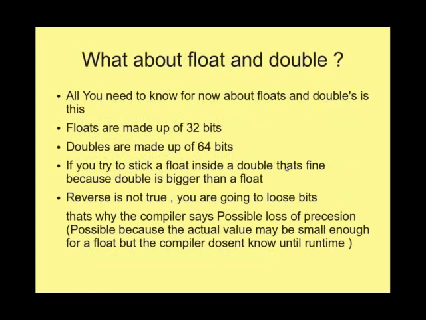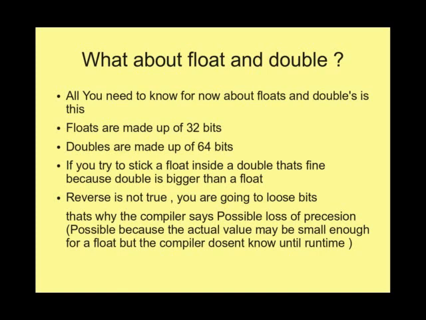That leaves us with float and double. What about float and double? Well, float and double are a bit complicated topic, and I won't confuse you too much. I just want you to know this. All you need to know is that floats are made up of 32 bits and doubles are made up of 64 bits, and both of them store fractional values.